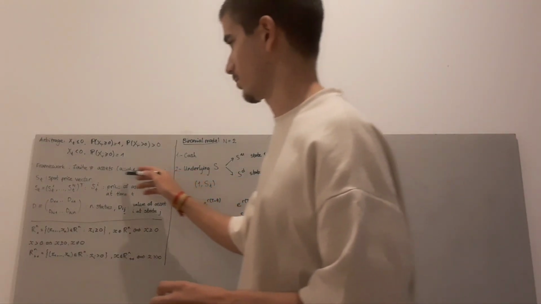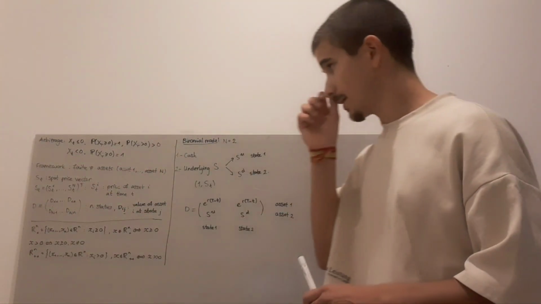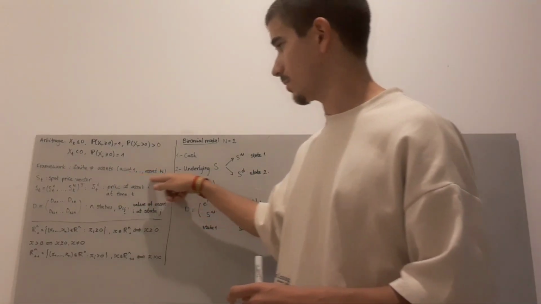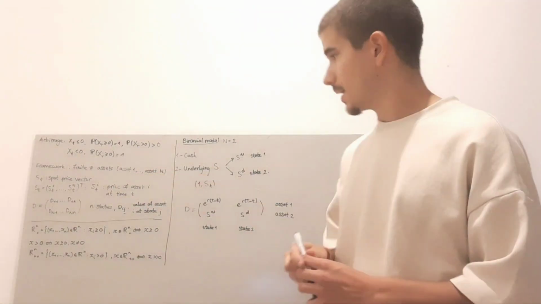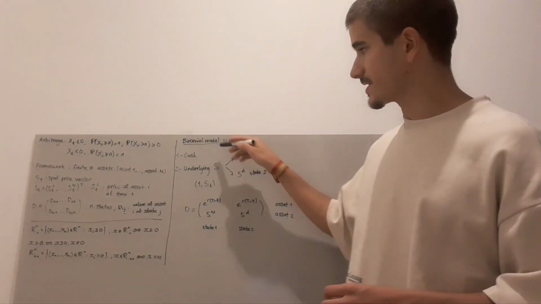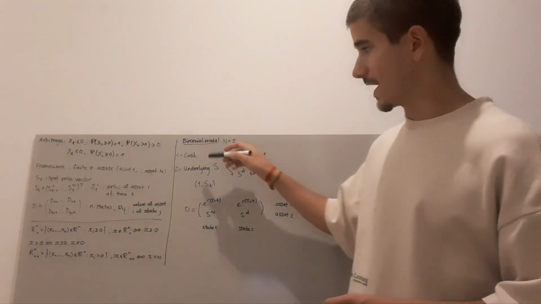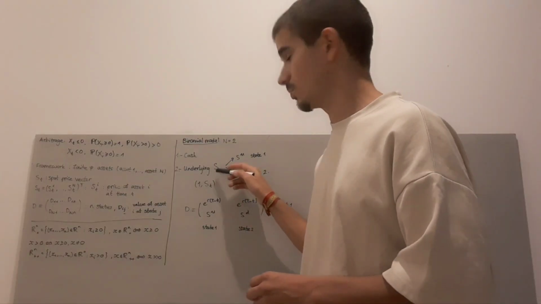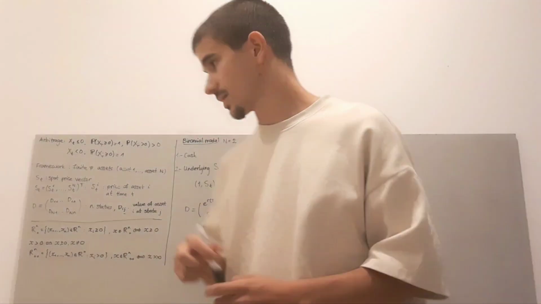Okay, so let's start with the framework. We're going to be working with N assets, big N assets, from asset 1 all the way to asset big N. Now, in our binomial model, this big N was equal to 2. We had asset number 1, which was cash, and asset number 2, which we call the underlying asset, asset S.